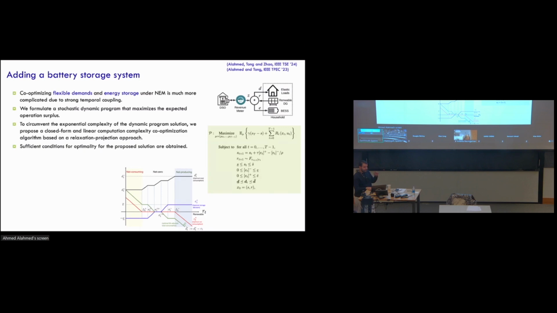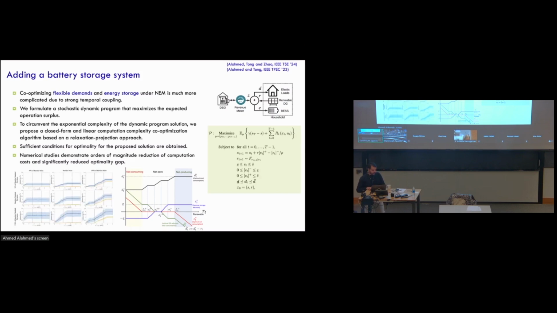So we showed that if you do this relaxation, the optimal co-optimization policy is very similar to the optimal policy when you don't have a storage. You still have a threshold policy, but instead of 2 thresholds, you have 6 thresholds. And monotonicity is preserved, so you increase your consumption with renewables, and also you increase your storage with renewables. We showed some sufficient conditions for the optimality of the proposed solution. And by doing some numerical studies, we showed that the solution gap is very small if you don't have those assumptions.